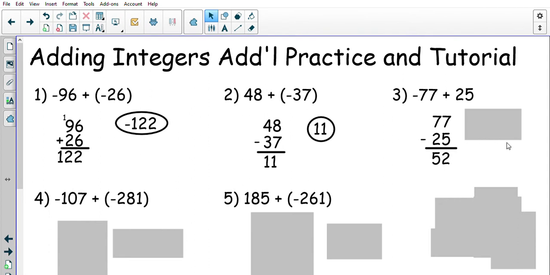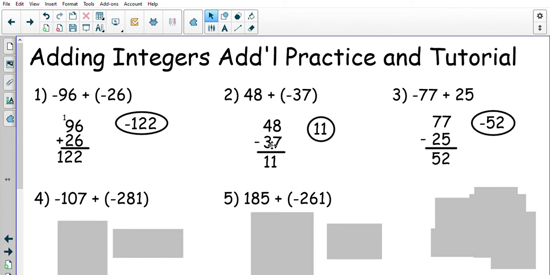But in this problem, the absolute value of negative 77, which is 77, is bigger than the absolute value of 25. And since 77 is negative, my answer is going to be negative. We can also think again back to that number line. If we go to the left 77, but then go to the right 25, we're still going to be in negative territory. We're not going to get past 0.